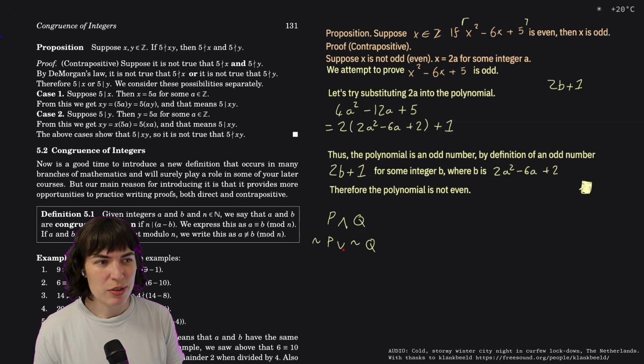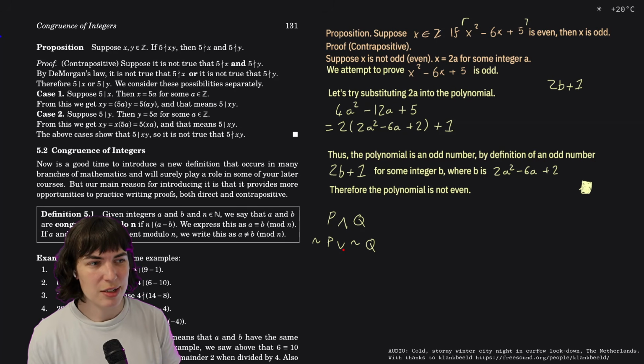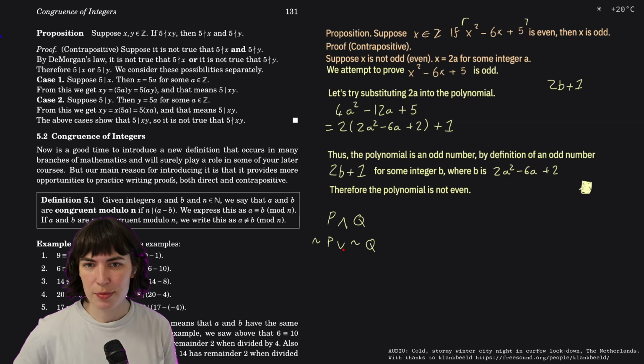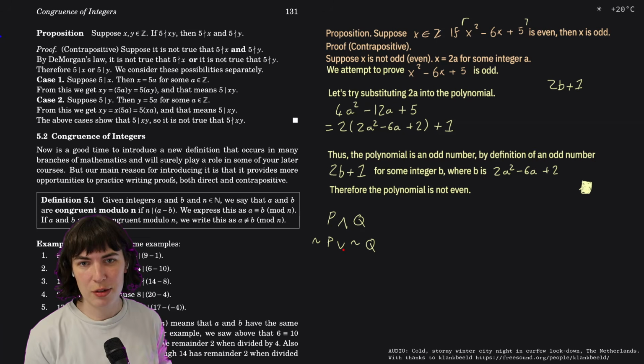Pull the negation into the parentheses, and it flips around the and and the or. Okay, thanks. Right, so suppose that it's not true that 5 does not divide x and 5 does not divide y. By De Morgan's law, it is not true that 5 does not divide x, or it is not true that 5 does not divide y. Therefore, 5 divides x, or 5 divides y.